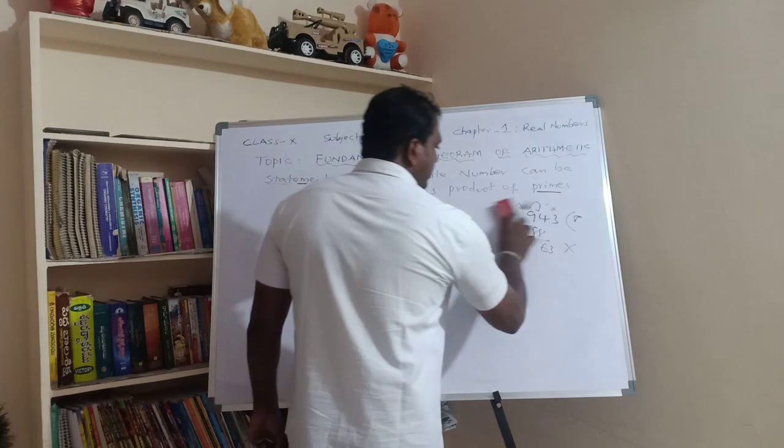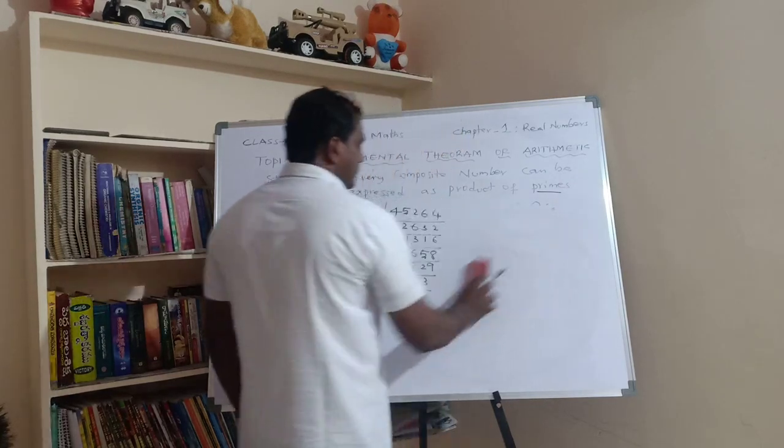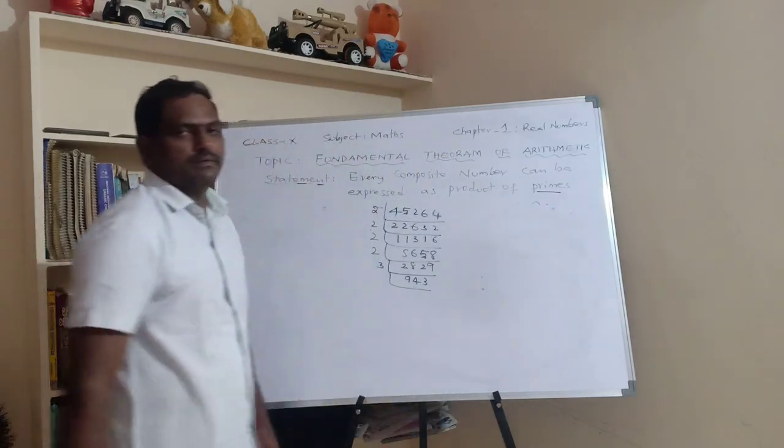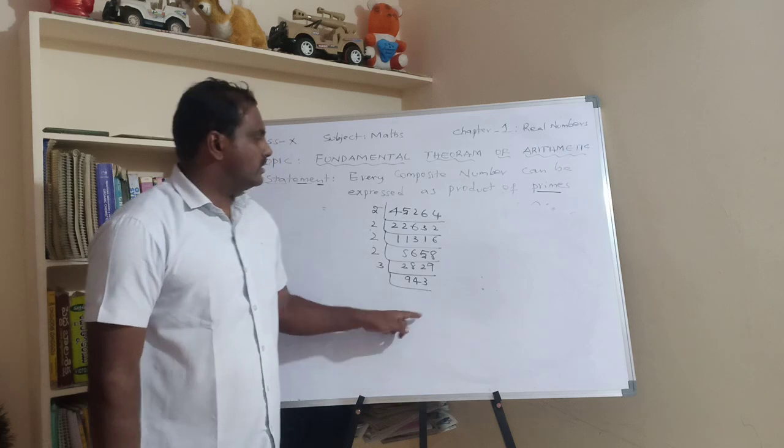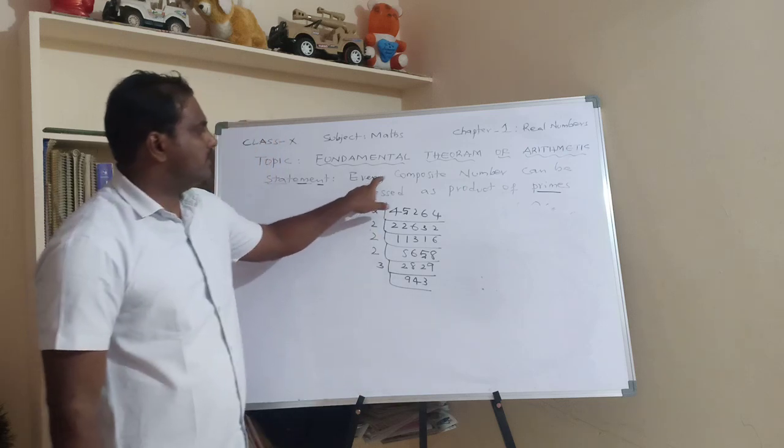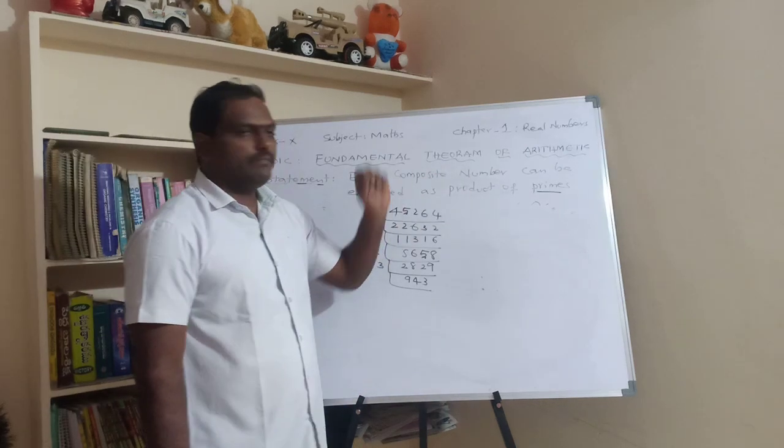Next, like this, we can check whether any numbers divide it. Whatever the number, every composite number can be expressed as a product of primes.